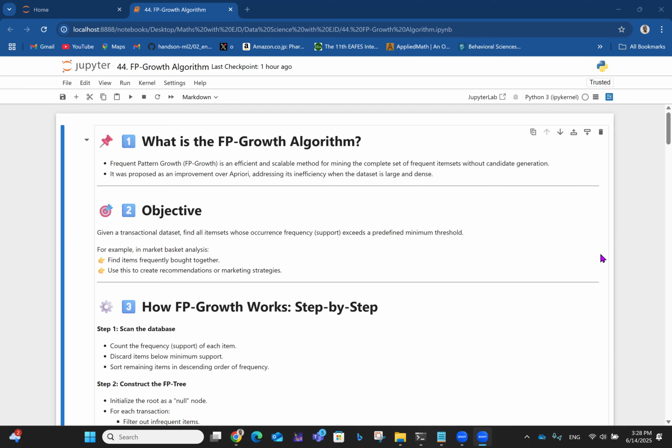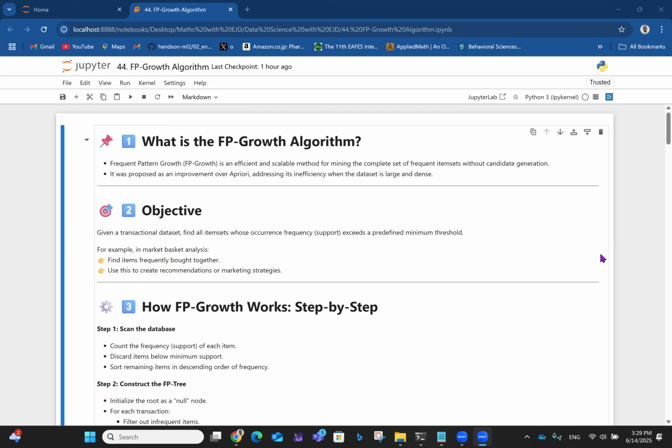So here we're talking about the FP growth algorithm. By the way, FP means frequent pattern growth algorithm. So what is the FP growth algorithm again? Frequent pattern growth, FP growth, is an efficient and scalable method for mining the complete set of frequent item sets without candidate generation. So you see, in the a priori algorithm and market basket analysis, we have to go through item by item. We have to go through all the different item sets. But the frequent pattern growth algorithm can go straight to the point without having to generate those sub item sets, right?